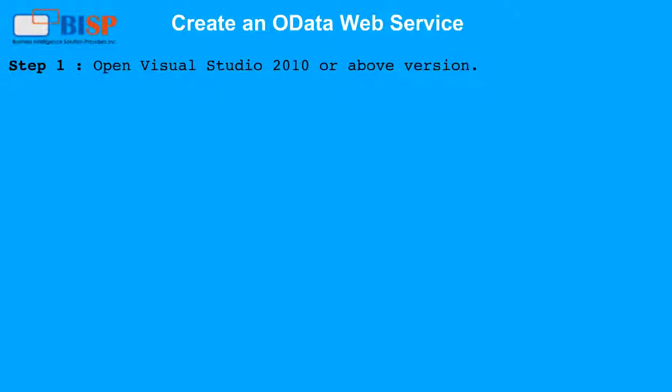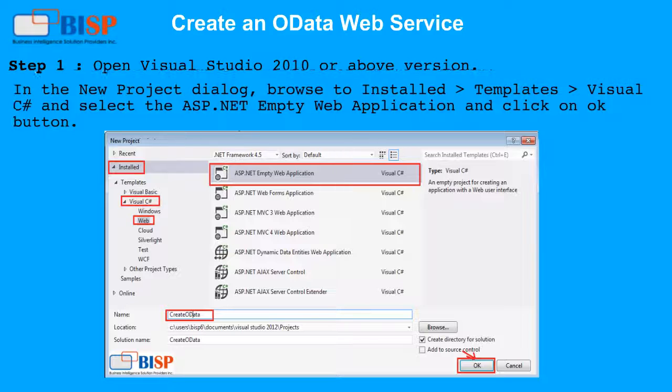Step 1. Open Visual Studio 2010 or above version. In the New Project dialog, browse to Installed, Templates, Visual C# and select the ASP.NET Empty Web Application and click on OK button.